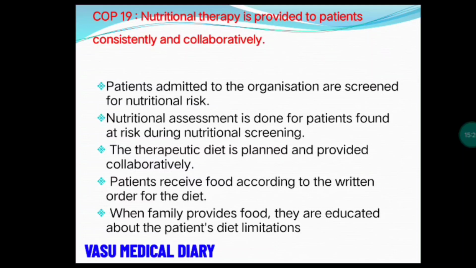COP19. Nutritional therapy is provided to the patients consistently and collaboratively. Once the patient is admitted to the organization, they have to be screened for nutritional risk. Nutritional assessment is done for the patient found at risk during the nutritional screening. The therapeutic diet is planned and provided collaboratively, and patients receive food according to the written order for the diet. When family provides food, they are educated about the patient's diet limitations.